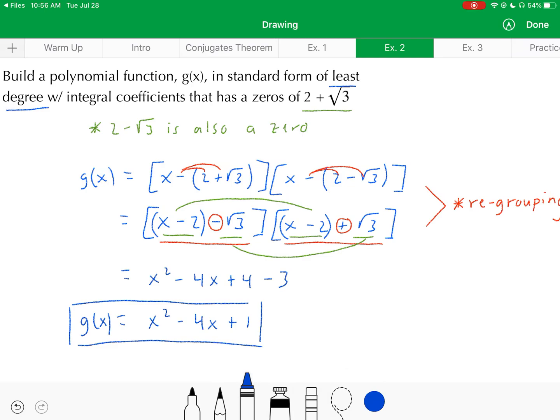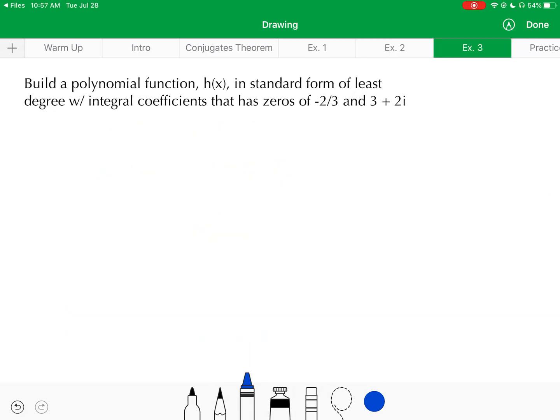All right, let's take that process one step further. Same directions. Build a polynomial function h of x in standard form of least degree with integral coefficients that has zeros of negative 2/3 as well as 3 plus 2i. So I'm given two zeros. Of those two zeros, the only zero that the conjugate theorem can apply to would be 3 plus 2i. So right off the bat, I'm making a conclusion that 3 minus 2i is also a 0.